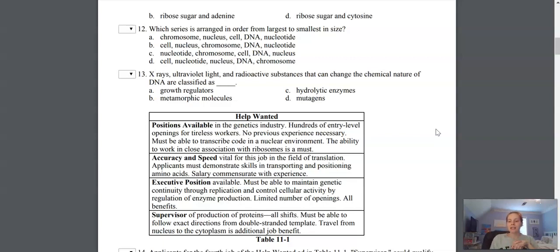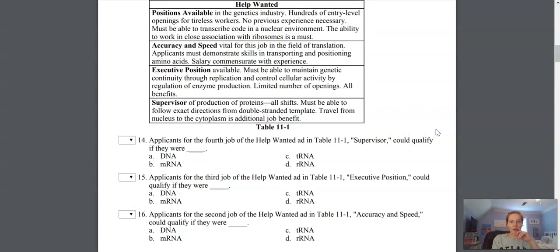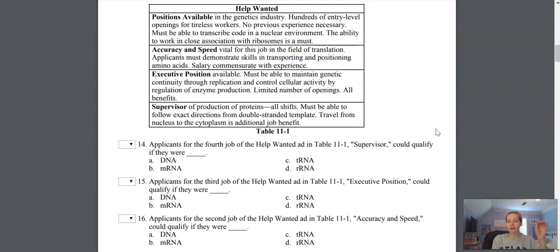13, X-rays, ultraviolet light, and radioactive substances that can change the chemical nature of DNA are classified as, these are all going to be D, mutagens, because they mutate your DNA, and they can cause mutations, and through those mutations, they can cause cancer, and that's why they're bad. Okay? I really like these three. It's having you think kind of outside the box, and I love it.